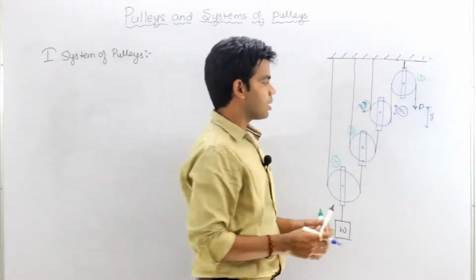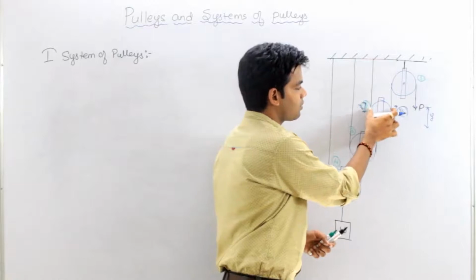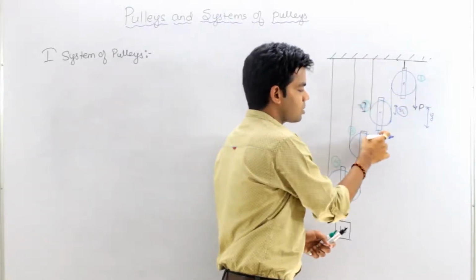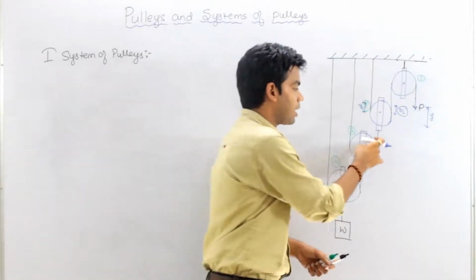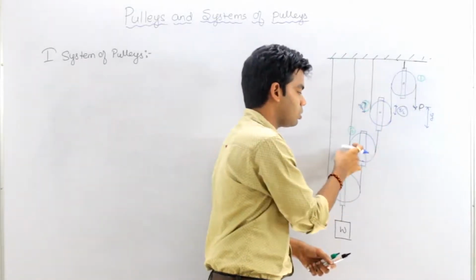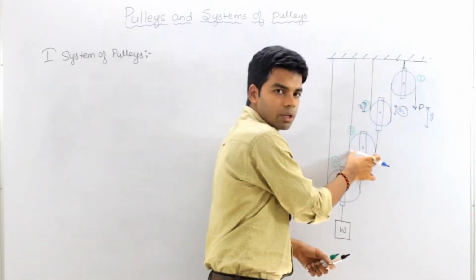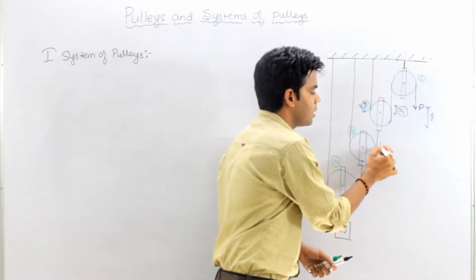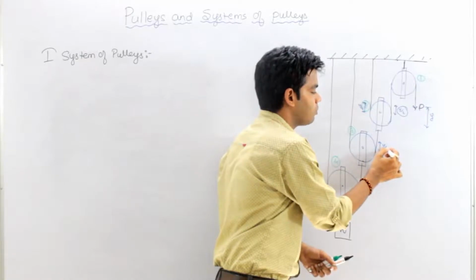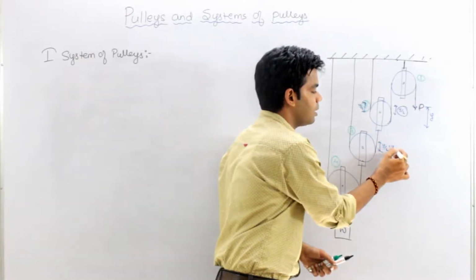Getting this now? Similarly, because this is lifting by a distance y by 2, this rope will be lifted by a distance y by 2. Now again this rope is wrapped on two sides of this pulley. So the center of this pulley will be lifted by an amount y by 4, or you can say y by 2 squared.